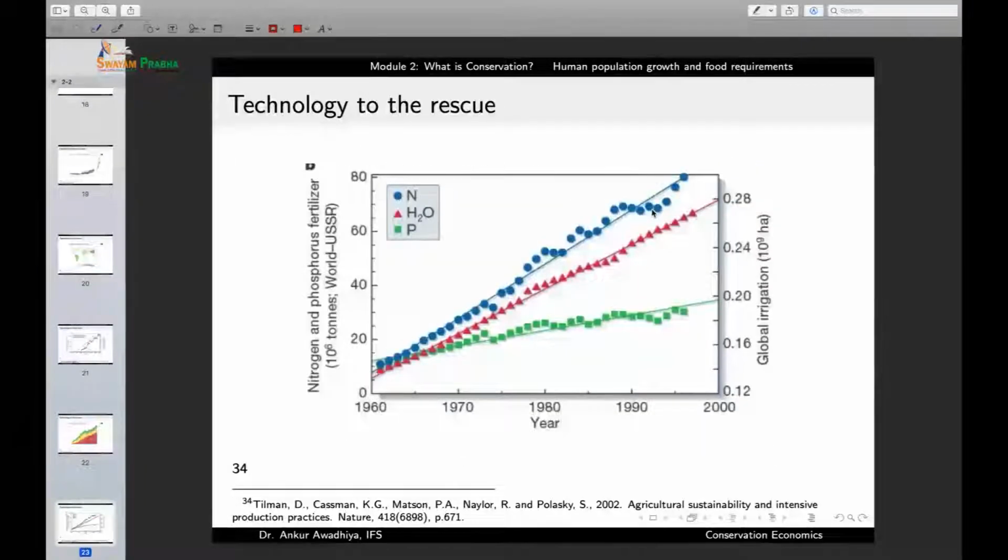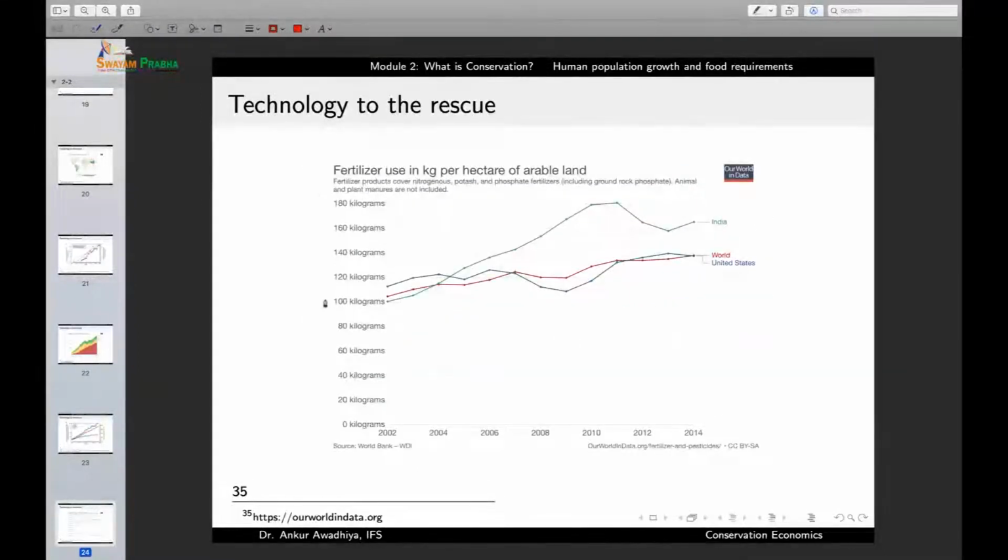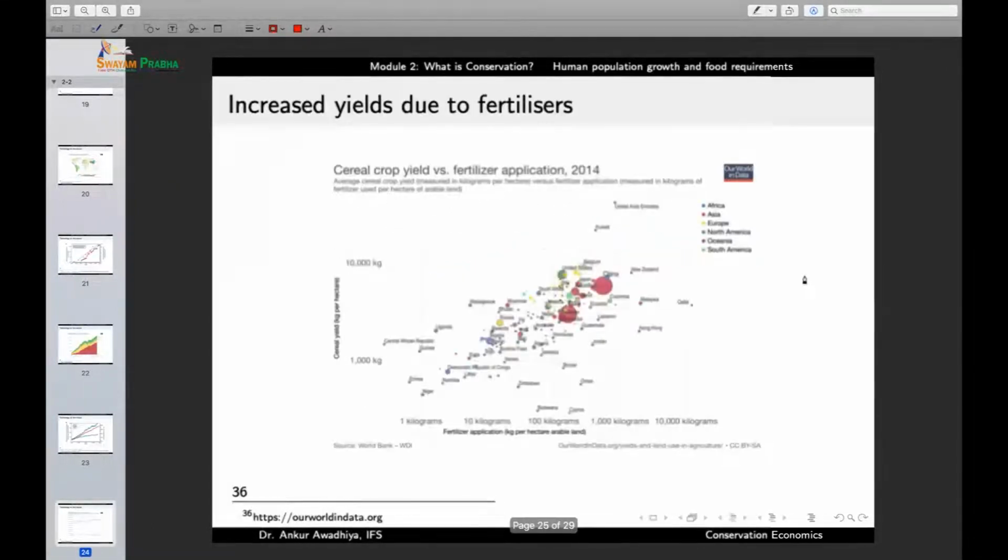If you look at other nutrients such as phosphorus, application has also been increasing. The amount of water that the world has been using for agriculture also has been increasing. So all the inputs of agriculture have been increasing with time. If you look at fertilizer use in kg per hectare of arable land in India, the United States, and the rest of the world, it has been increasing. And a lot of this increase has led to increased yields.